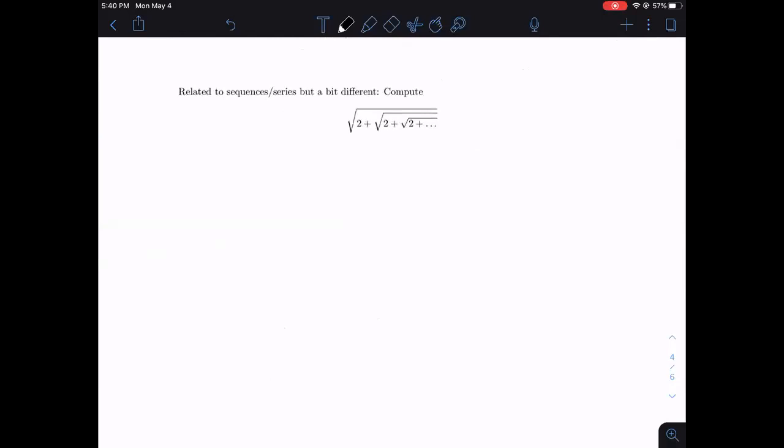So this is the next problem. And this problem, if you've seen it before, it isn't difficult. But if you haven't seen it before, it's very difficult. So I'll just let you think about it for a bit.